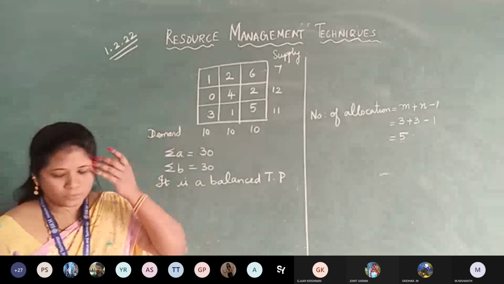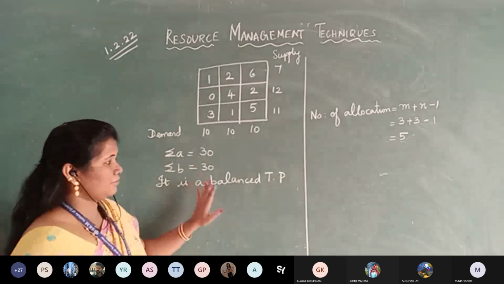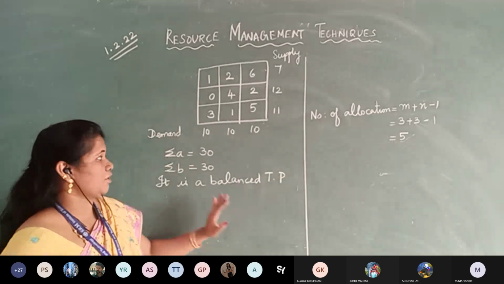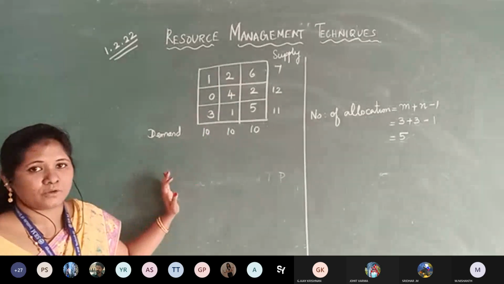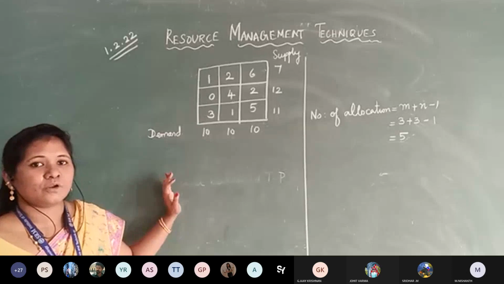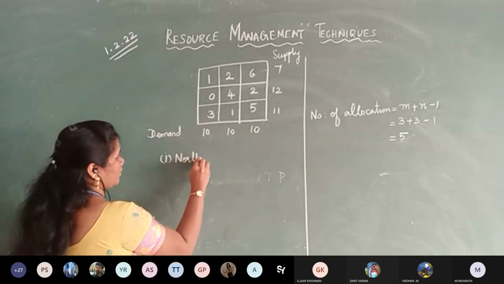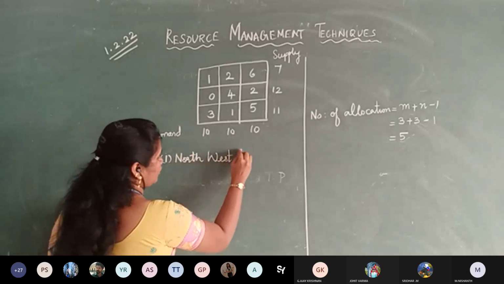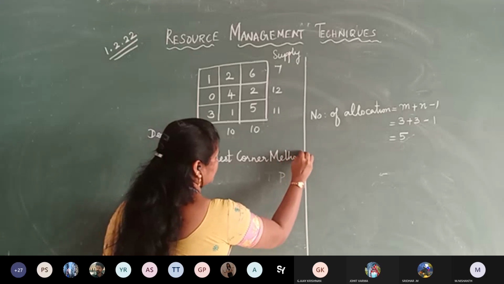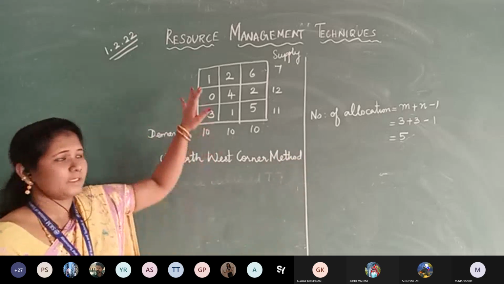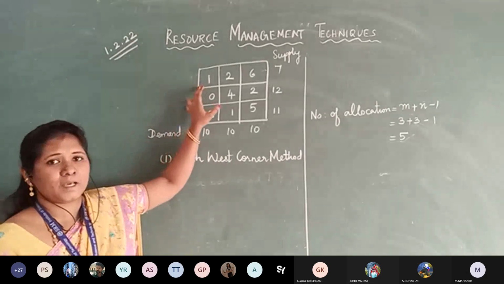So we will start with this. I will just revise your northwest corner rule. After seeing that this is a balanced transportation problem, I will do the northwest corner rule in the same problem itself. According to the northwest corner method, you have to see your northern value, that is, the first cell in the matrix.